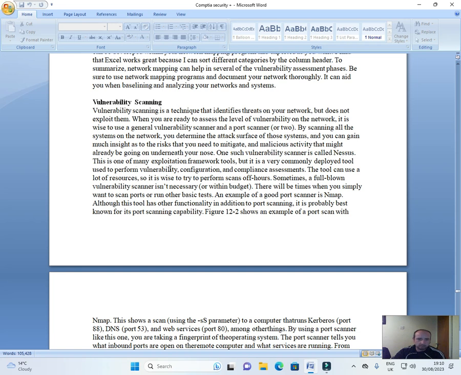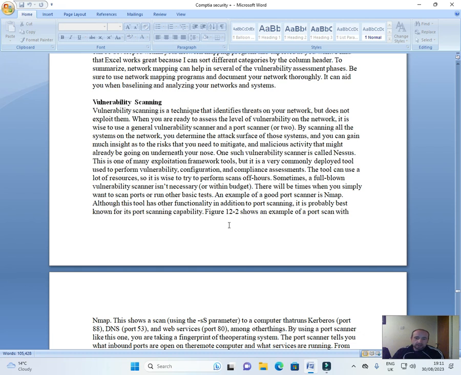This is one of many exploitation framework tools, but it is a very commonly deployed tool used to perform vulnerability, configuration, and compliance assessments. The tool can use a lot of resources, so it is wise to try and perform a scan off hours. Sometimes a full-blown vulnerability scan isn't necessary or within budget, but there will be times when you simply want to scan ports or run other basic tests.